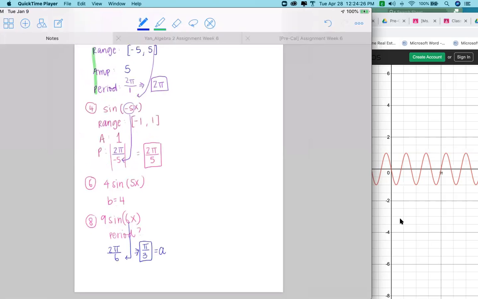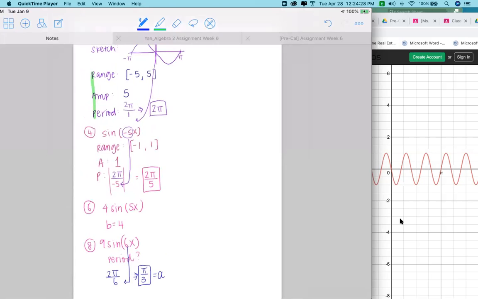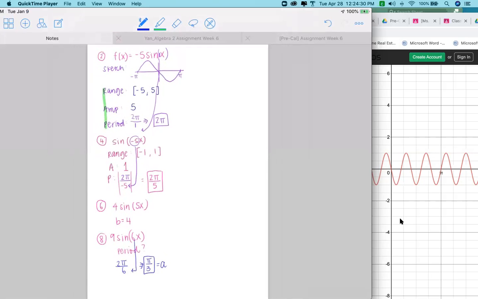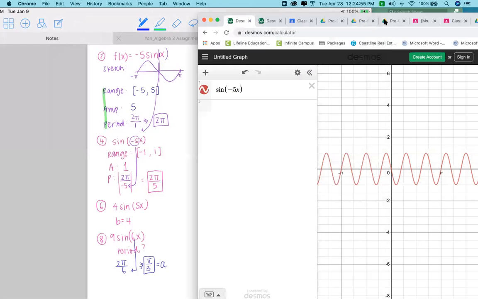Okay, 2 more questions and then we're done with this section. I did number 12 for you already in the notes. So I'm just gonna do number 10. Number 10 shows sine x minus c. They're asking, what is c? What is the smallest value of c so that it will overlap the graph?